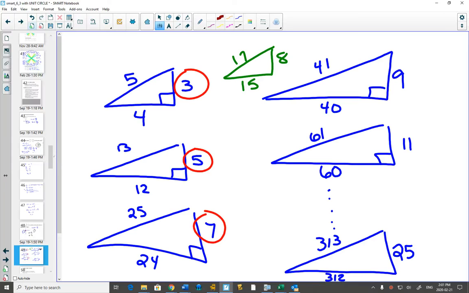Oof. Oh, I don't even know what the next one in that sequence is off the top of my head.